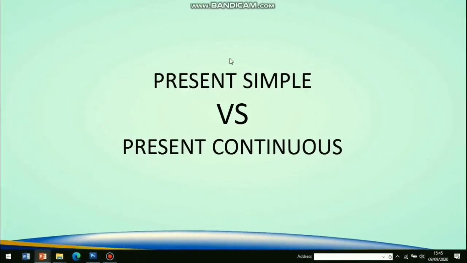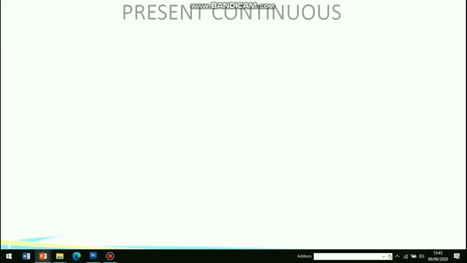Hello, so this time we are going to focus on present simple and present continuous. Okay, let's start. Present simple and present continuous. Let's look at present continuous.